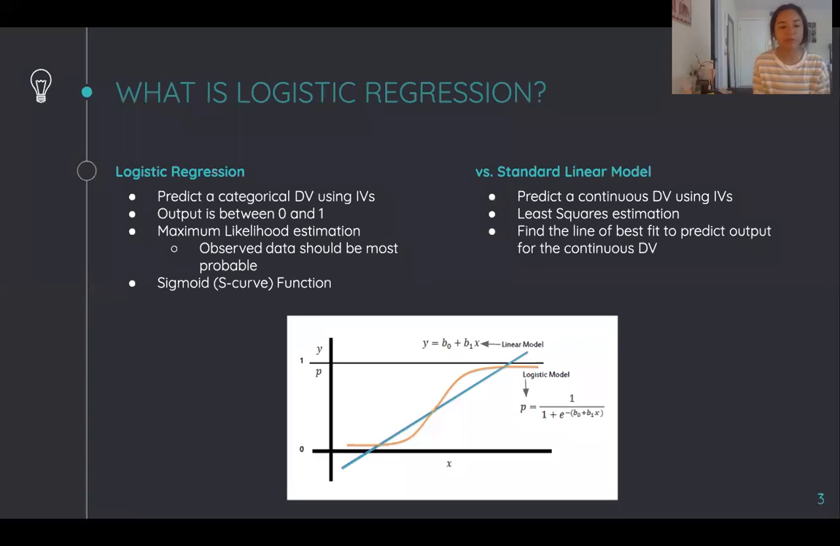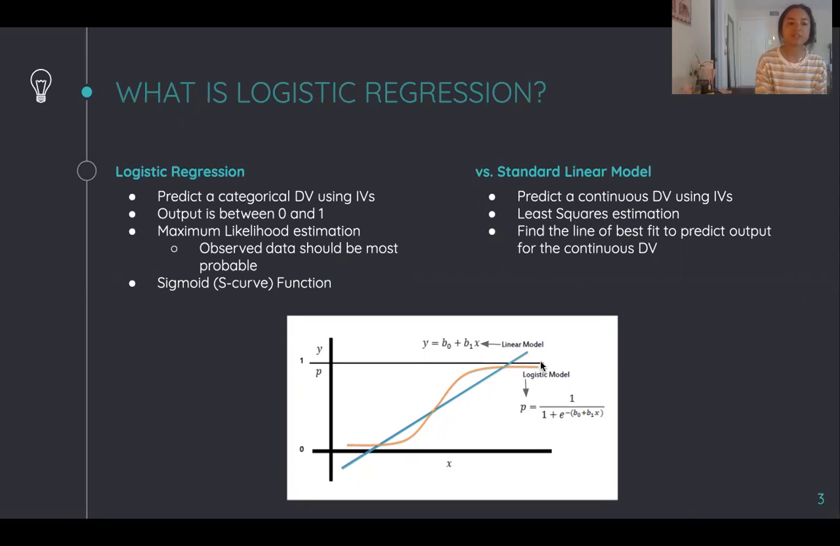While the main goal of both tests is to predict the outcome variable, in a logistic regression, the outcome, as I said, is going to be categorical, whereas in the standard linear model, the outcome is going to be continuous. So instead of predicting values as you would in a linear regression, a logistic regression is going to estimate the odds of a certain event occurring. Additionally, the output is going to be a little different. The output is going to range between 0 and 1. As you can see here from the graph, they both form two different shapes. A logistic regression would form this S-curve, and a linear model would produce a line of best fit.